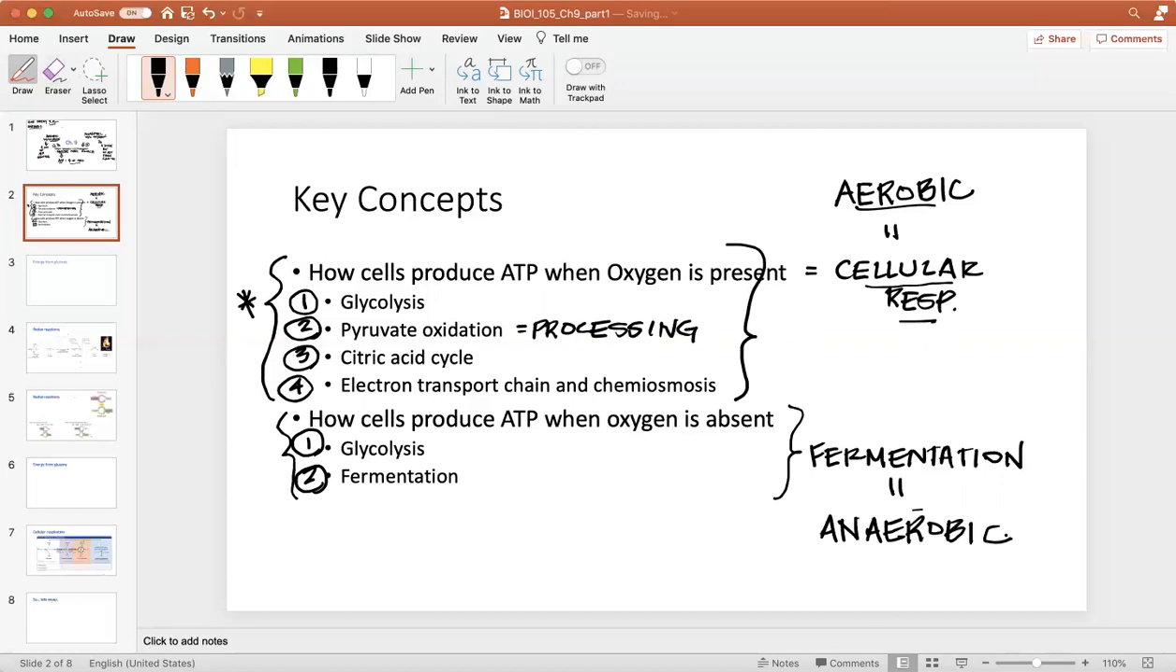Meaning without oxygen, okay? So I'm going to be breaking this chapter down into 2 parts. The first part is really going to be some background information just to get you oriented, and we're going to focus on this first process here, cellular respiration, okay? The second part of the lecture is going to look at each of these processes individually and give you a little introduction to glycolysis and fermentation, okay?